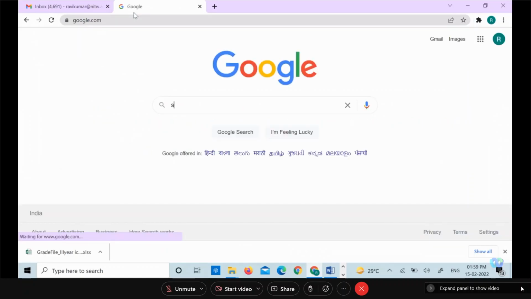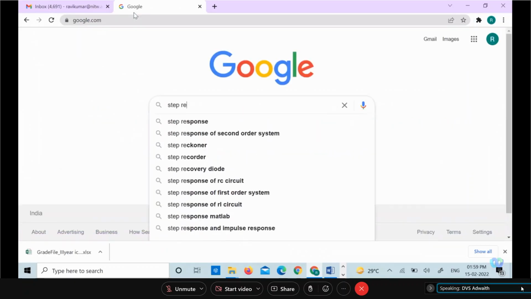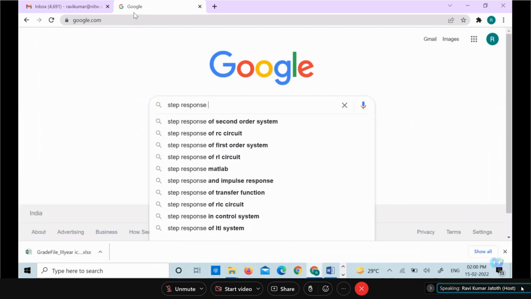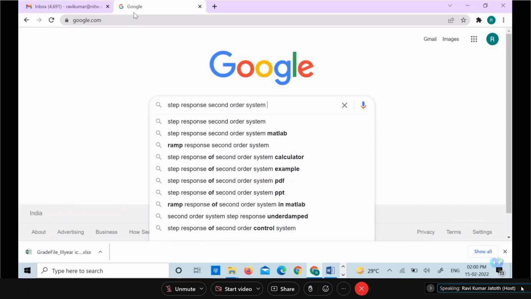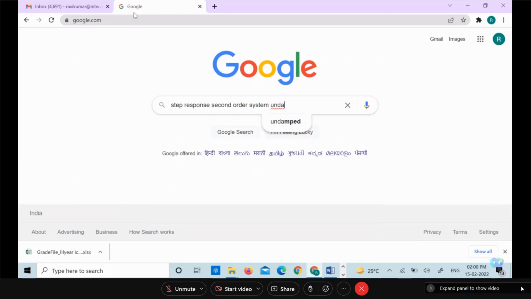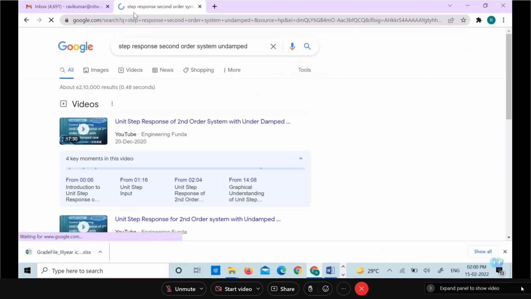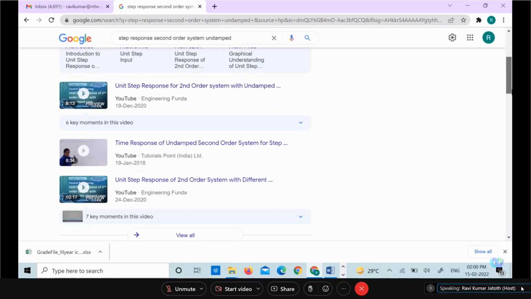Sin omega nt. Now 1 by S is also there. So what is C of t? One minus sin omega nt? Tell me. 1 by S is also there, no?